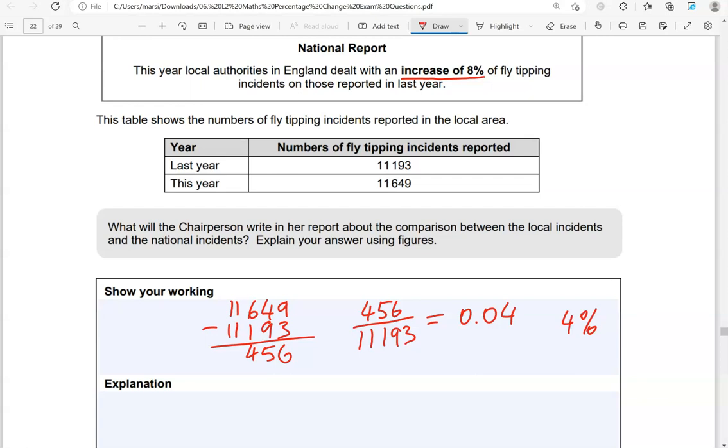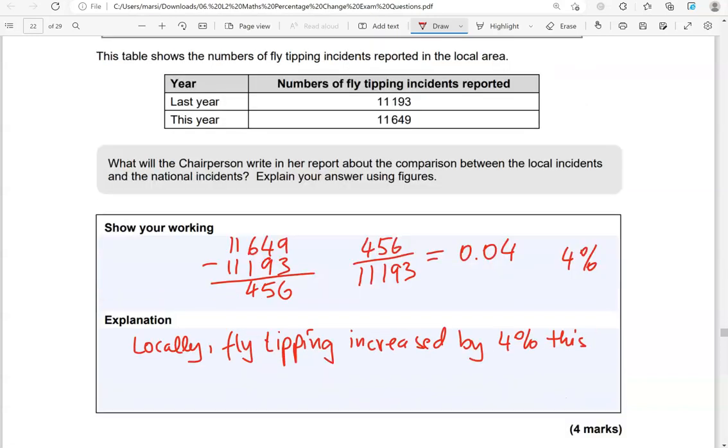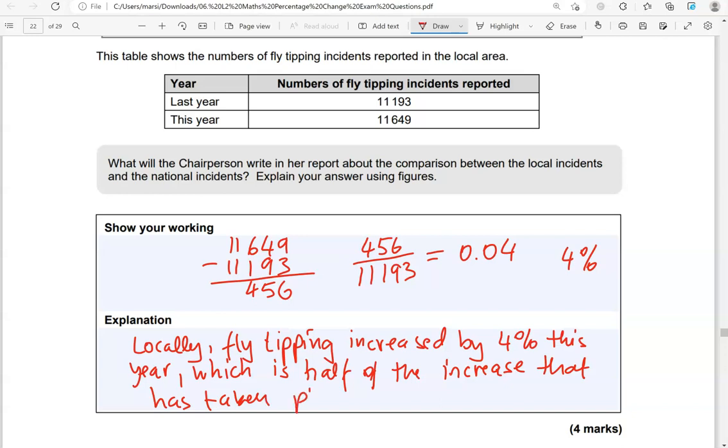So we're going to say that locally fly tipping increased by 4% this year, which is half of the increase that has taken place nationally.